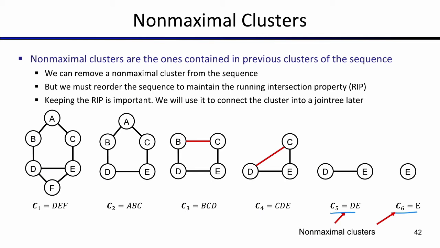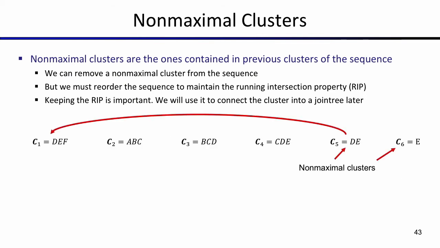And we need to be a little bit careful when we do this, because we want to keep this running intersection property that we had before. So in order to do this, when we eliminate, we have to change the order of the clusters. Let's think about this in the next slide.